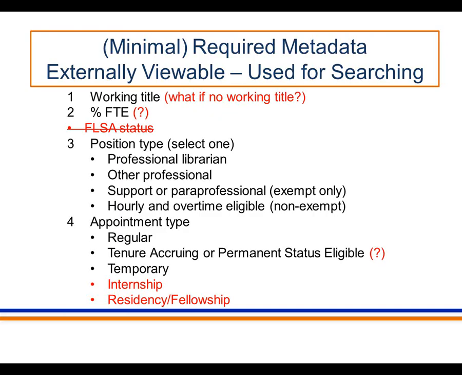One of the observations from the first series of webinars was, well, we don't have working titles for all of our positions. In some instances, we just have Library Assistant 2, which is a classification. And in that instance, we could use just the Library Assistant 2 classification. It wouldn't necessarily be as informative as circulation or some other meaningful working title descriptor, but in that instance, we would have that. And we assume that a lot of the keyword searching will be associated with the working title.